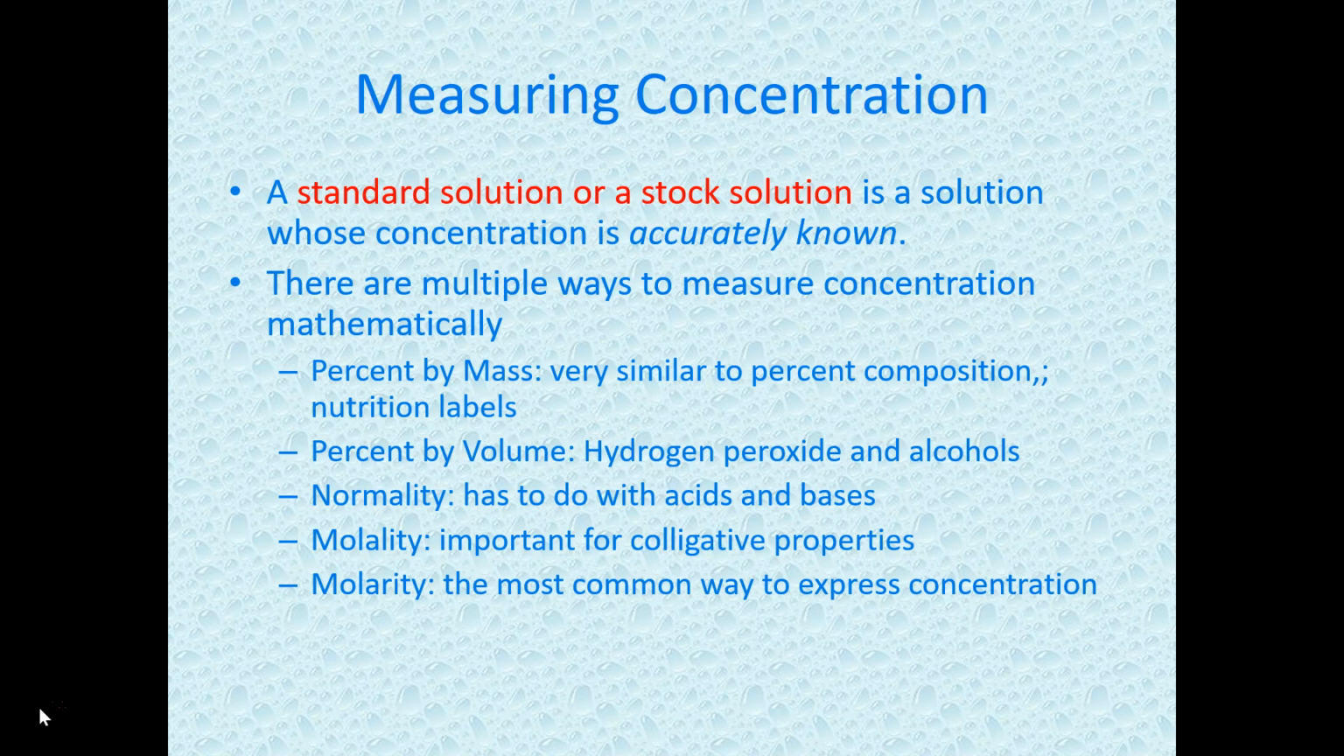your isopropyl alcohol, rubbing alcohol at the store will usually tell you that it's 95% alcohol by volume, meaning that other 5% is water. Normality, which has to do with acids and bases. Molality, which is important for colligative properties. We're not really going to get into molality too much, but the one we're really focusing on in this unit is molarity. And this is the most common way to express concentration in chemistry.